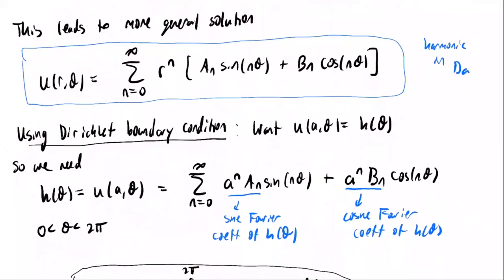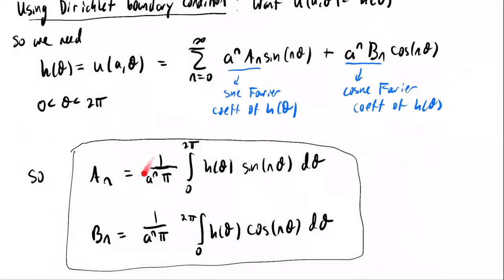And so now the solution formula is that our function u is given by this infinite series with an and bn respectively equal to these integrals. So these are like Fourier coefficients, but divided by the radius of the domain to the n.